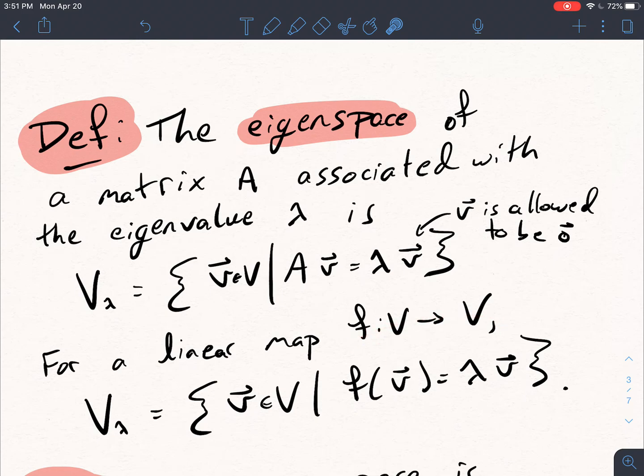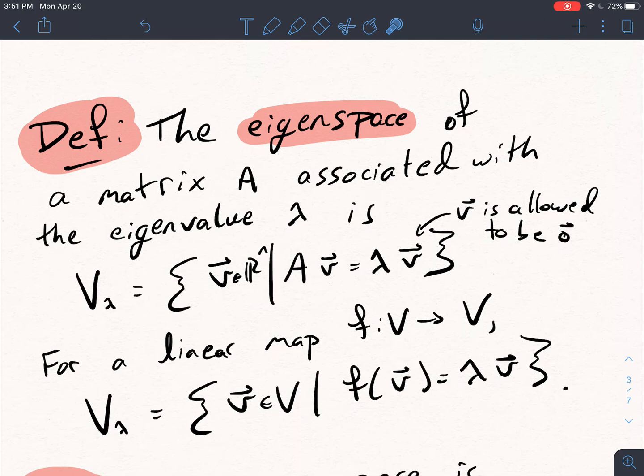Oh yeah, and so you could define this for a linear map as well. So instead of defining it for a matrix, you define it for a function v to v. And it's just the same thing. It's just the set of vectors in your vector space. Well, okay. So in here, maybe I should have done v is in Rn so that A times v actually makes sense. Yeah, this is better. This should have been Rn to start with.